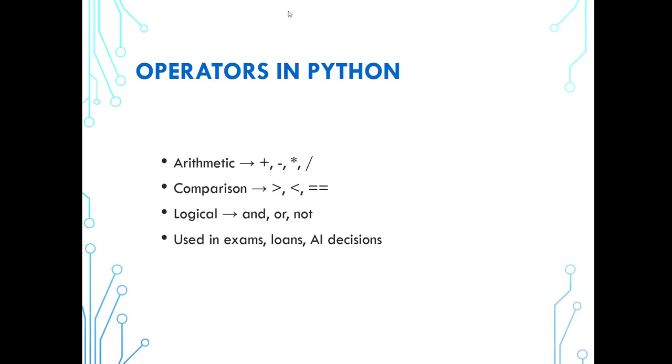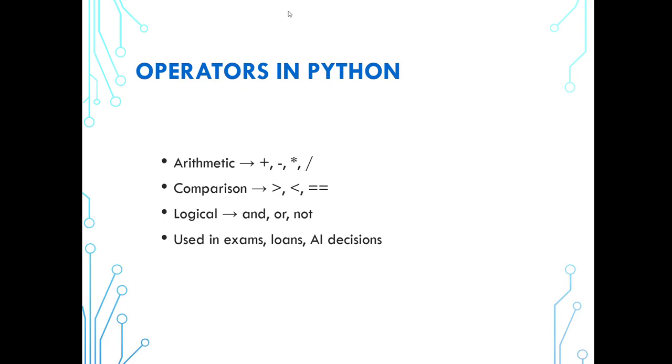So we have types of operators in Python: arithmetic, comparison, logical, and assignment operators. Assignment is not mentioned in the PPT, but we'll see assignment also. First is arithmetic. Arithmetic are the math operators where you perform plus, that is addition, subtraction, multiplication, division. Comparison operators are used when you compare two variables. For example, a is greater than b, a is equal to b. Greater than, less than, equal to, not equal to, all those come in comparison.